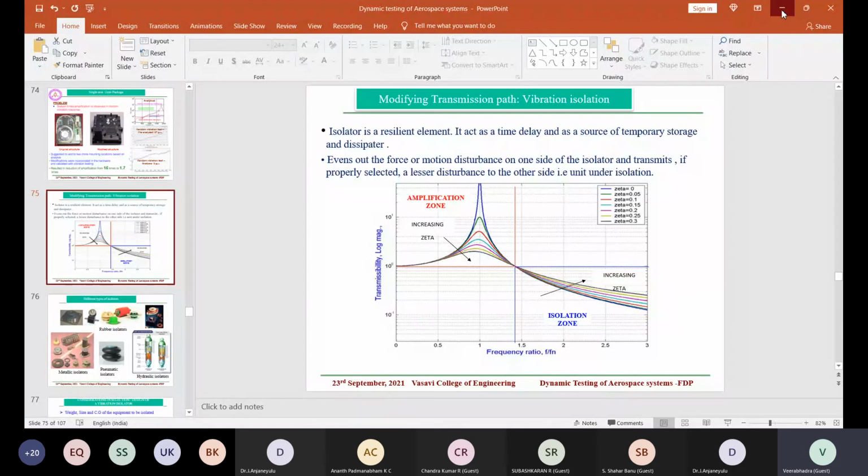So it means, sir, the frequency of the primary isolator must be larger than that of the secondary isolator. You mean to say, sir? Yes. Okay.